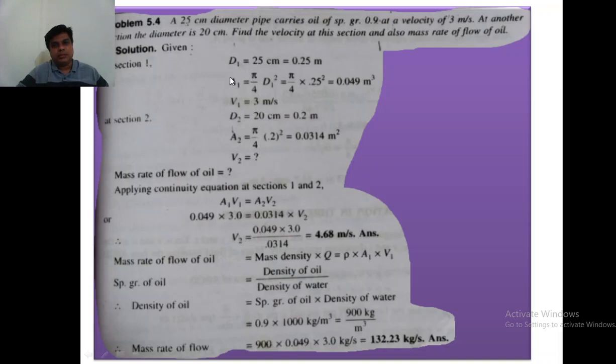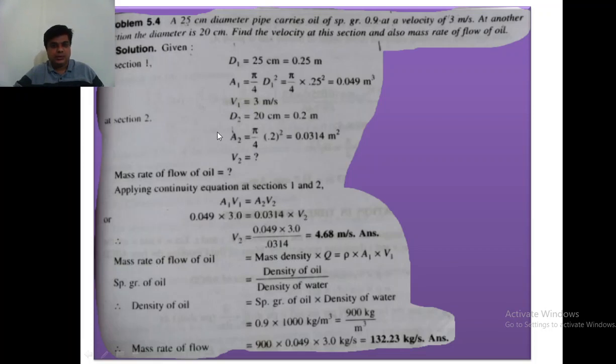And similarly we have one more problem here. So here the pipe is given, circular pipe, diameter is given, and the fluid is oil, specific gravity is given. So you can calculate the density of the oil, velocity is given. Another cross section is given, so we have to find the velocity at this cross section and also the mass rate of flow. So as usual you take area 1, d1 is there, area 1 v1 is there, d2 is given, you calculate a2, and v2 you have to find out. So you put the continuity equation and you find out the v2.